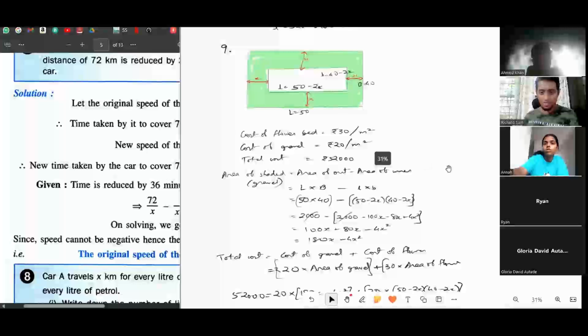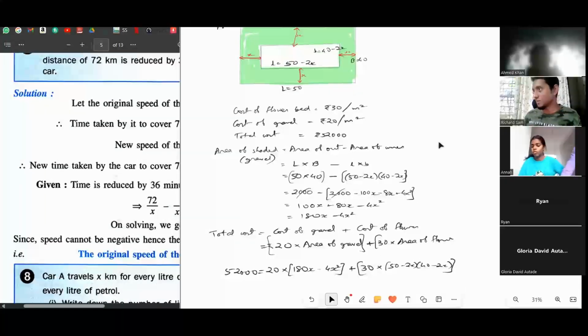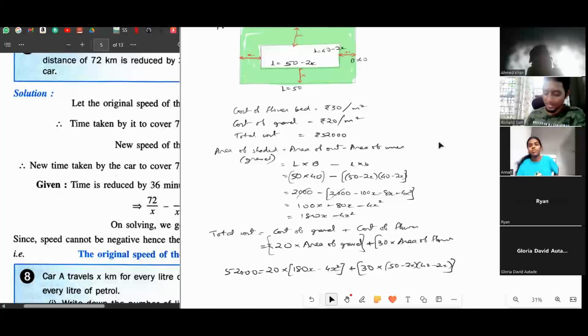Okay, write down this much. We still haven't got the quadratic equation. Remember, after you get the quadratic equation, then you solve it to get x.